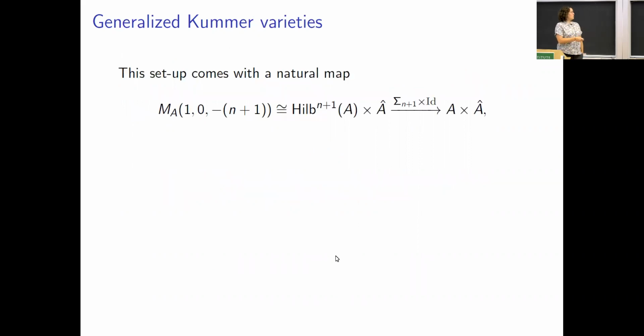Well, I have a natural map then, which is the summation map on Hilb n plus 1, and I can just do the identity on A hat. And then I can realize the generalized Kummer variety as the fiber over (0, 0).